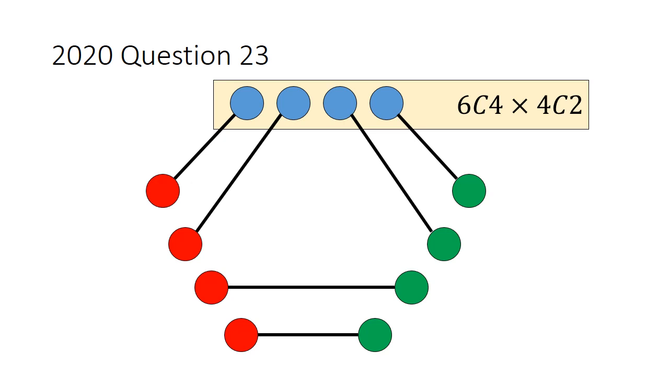So for each of the couples, I can swap them around. So the husband and the wife can switch places. And for each switch, that will be times 2. So altogether, I have to multiply by 2 to the power of 6 for the 6 couples.